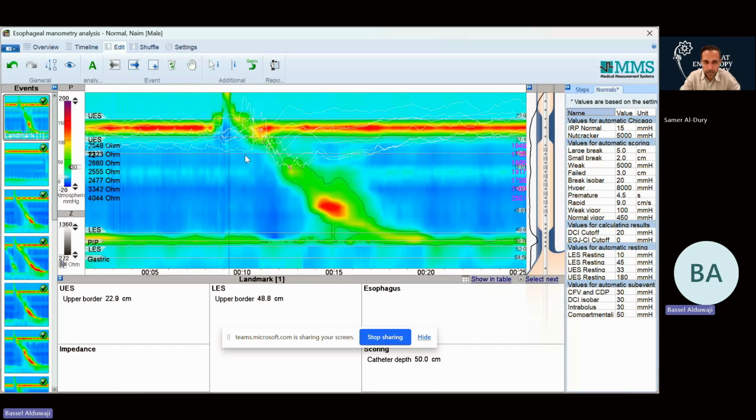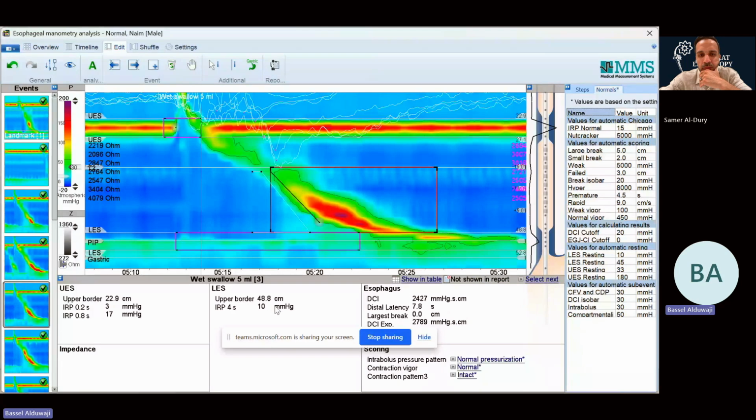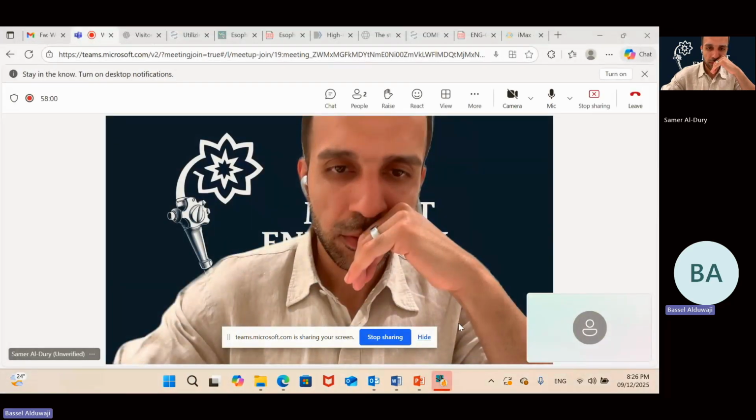The normal is just a reminder that here we should have relaxation in the UES, and here we should have relaxation in the LES, and this is the peristalsis. So this is the normal, and you can see the value. For example, in this swallow, you can see the IRP is 10. That means the IRP is normal, not elevated, and we have normal peristalsis. This is how a normal swallow looks. And now we'll see how achalasia looks.